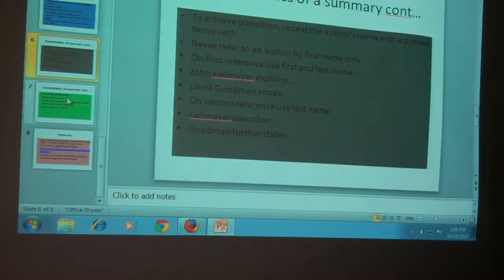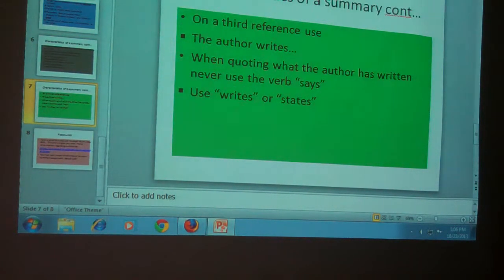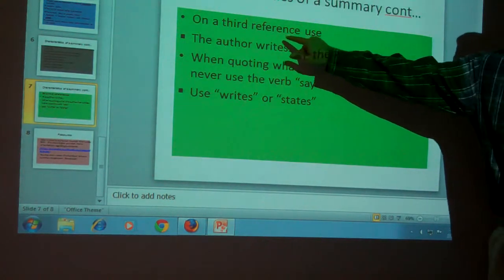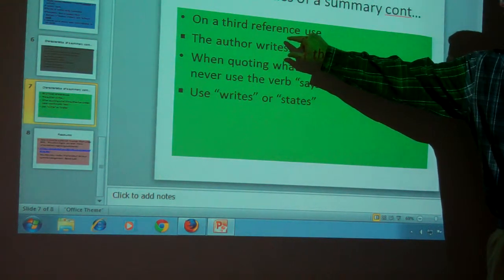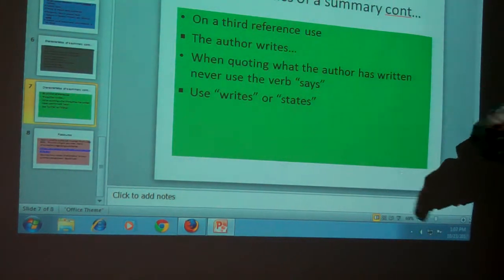Okay, scrolling down a bit. Next slide. We're almost at the home stretch here. On a third reference, you can mix it up a little and say the author writes, or I know we have an article this week with two authors. You may pluralize that to say the authors write, or the authors stress. Remember again that this verb is in reference to author, and it's very important to try to mix it up a little bit.